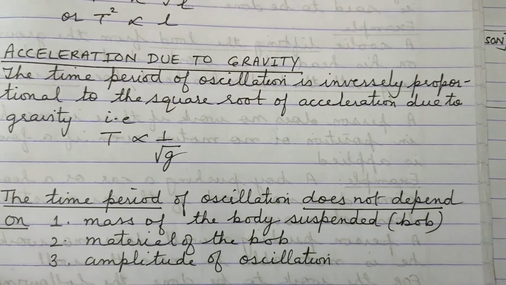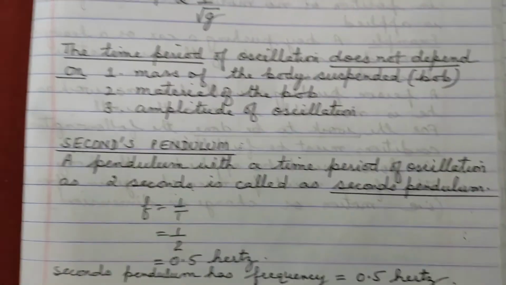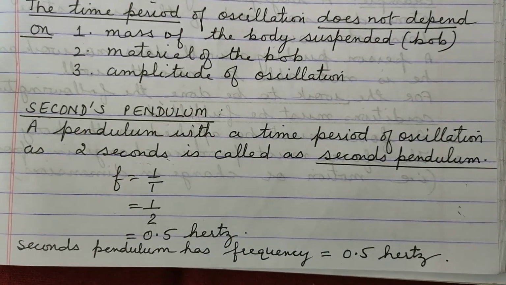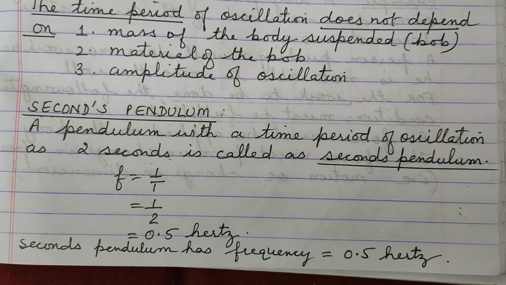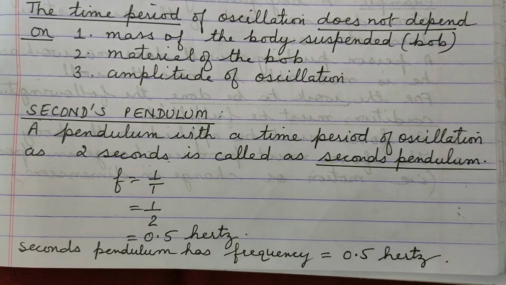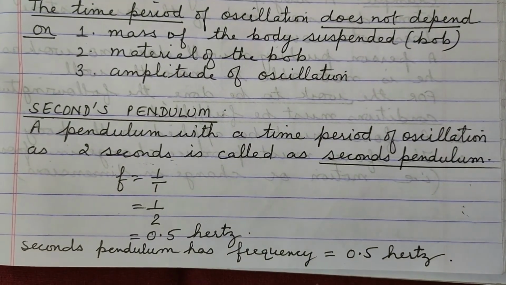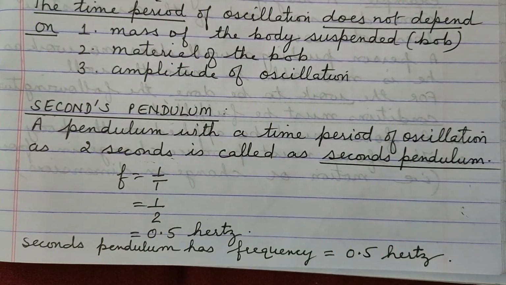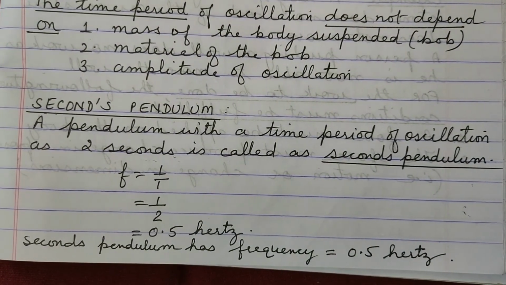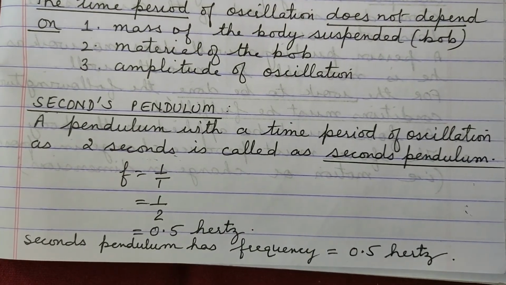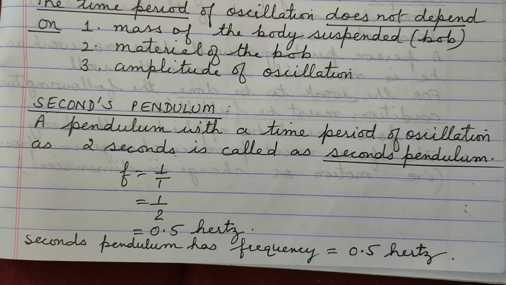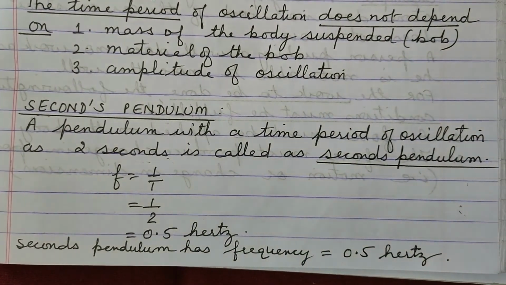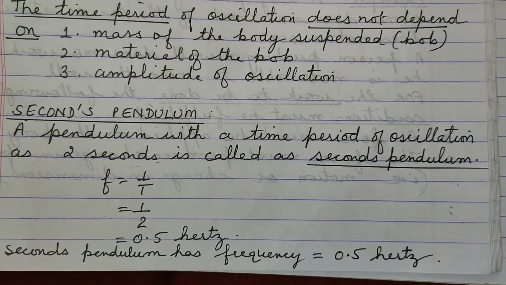Now coming on to a special type of pendulum, that is the seconds pendulum. A pendulum whose time period is 2 seconds, we call a seconds pendulum. And if we are asked any time to find the frequency of oscillation of a seconds pendulum, we can easily apply the formula f is equal to 1 upon time period. So frequency will be 1 upon 2, which means 0.5 Hertz. So easily we can say the time period of a seconds pendulum is 2 seconds and the frequency of oscillation is 0.5 Hertz.